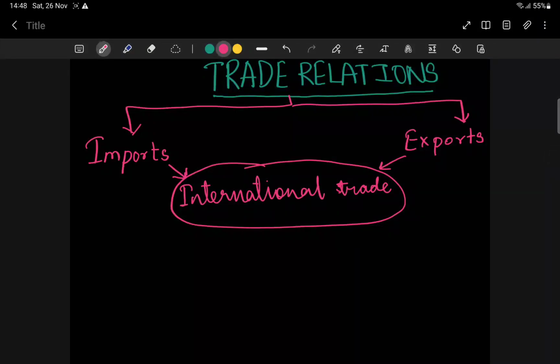So today let us start with our session. Today's topic is trade relations. So it is trade relations. First of all, what is trade?